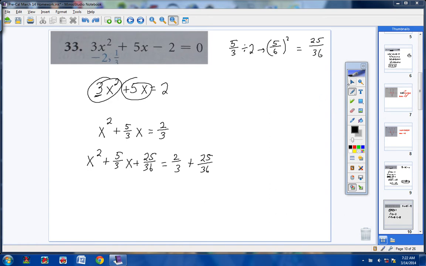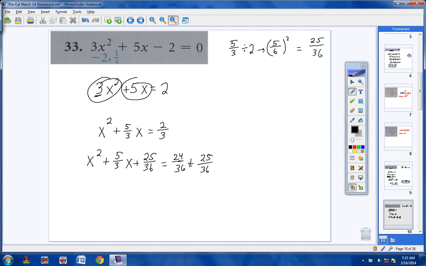Now, if you look at the left side here, we should be able to simplify this pretty quickly. Your denominator is 36. Here, your denominator is 3. So if I made it a 36, that would be 3 times 12. So 2 times 12 would be 24. And so there we go. 2/3. And you can just use a calculator if you want and type in 2/3 plus 25/36.